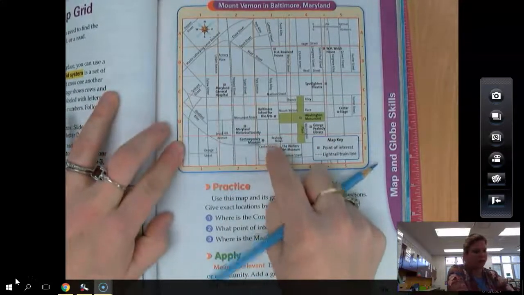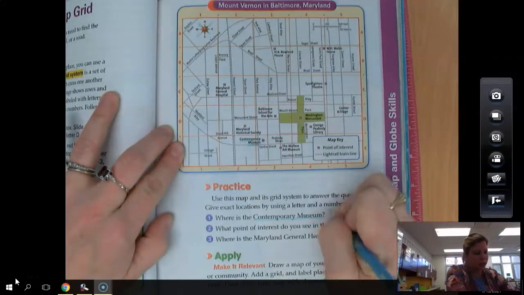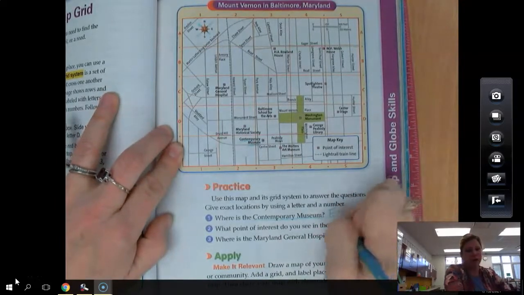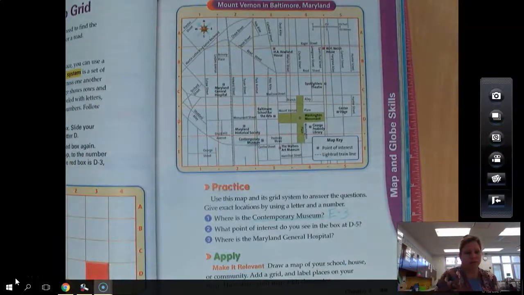It's in the block E3. So my answer would be E, and then I put a little dash, 3, okay? E3. Let's try another one.